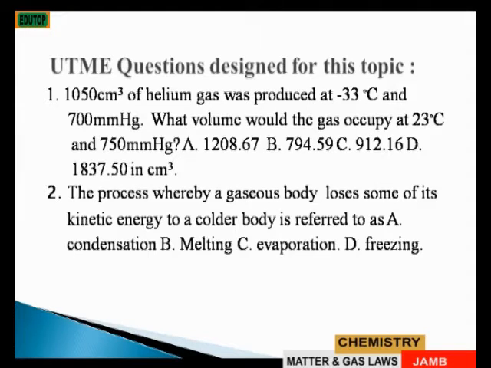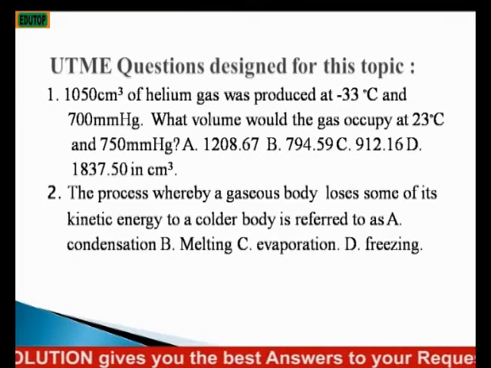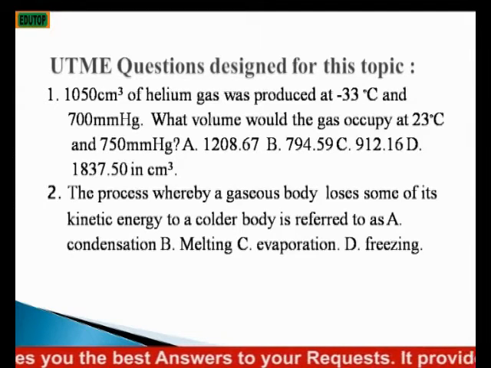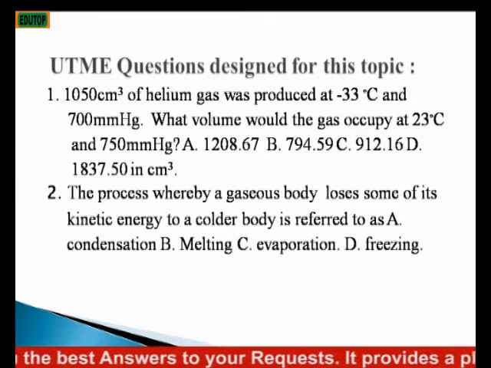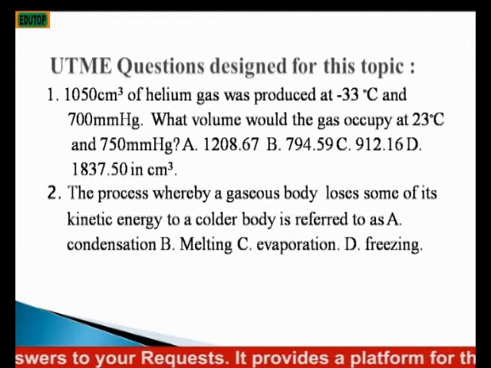1050 cm cube of helium gas was produced. So when you have it produced, that means it's coming from A to B. So this is the product. And the product is definitely, if this one is 1, this one is definitely going to be 2. So 1050 cm cube, automatically that is our V2. Then we have it was produced at this temperature T2, that's minus 33 degrees Celsius. And they also give us the pressure, that's P2, 700 millimeter mercury.